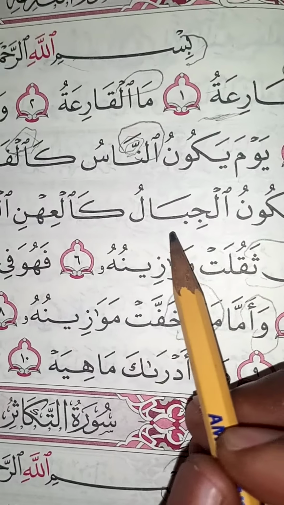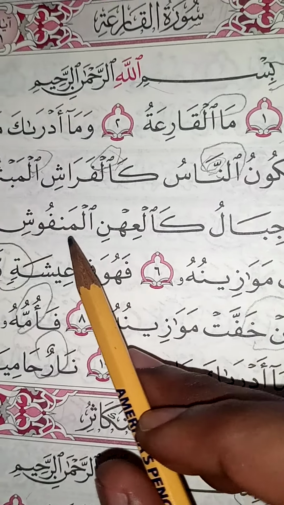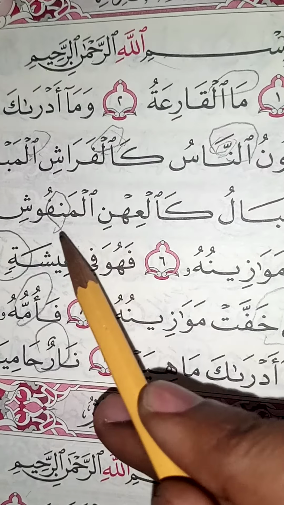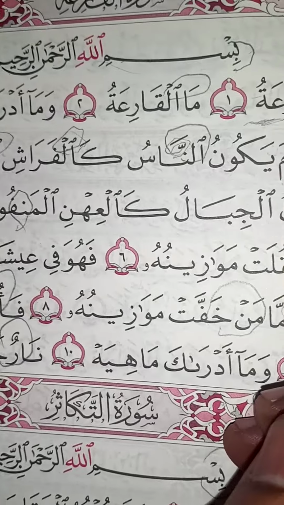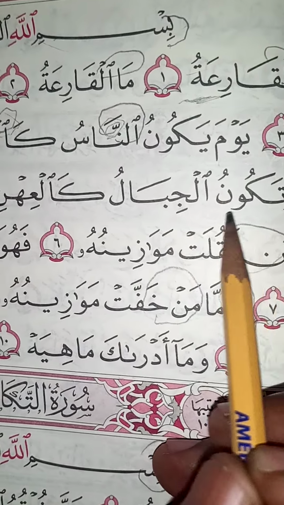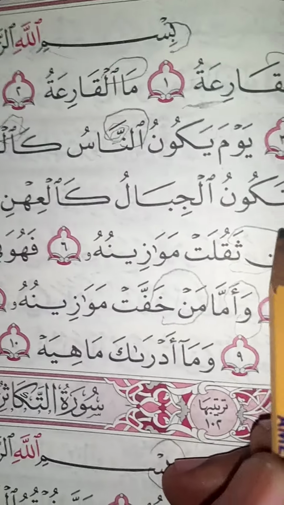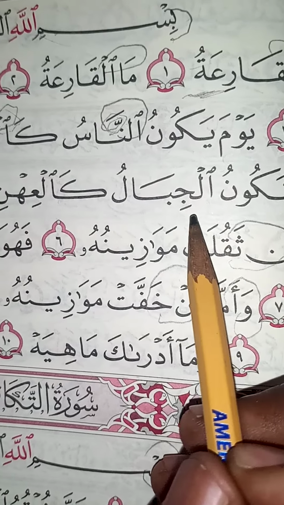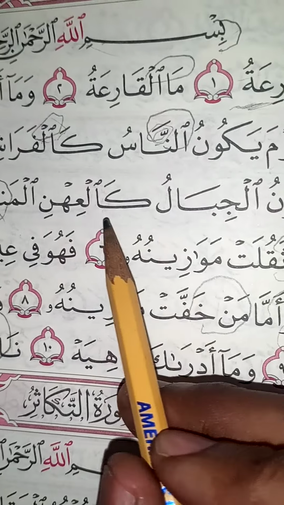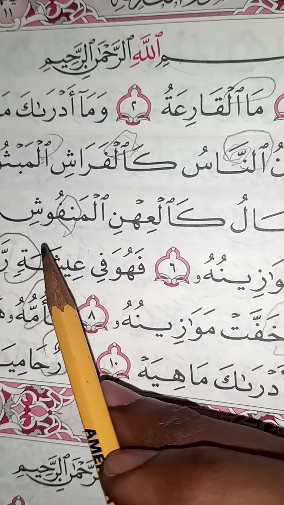وتكون الجبال كالعهن المنفوش. Put everything together. وتكون الجبال كالعهن المنفوش.